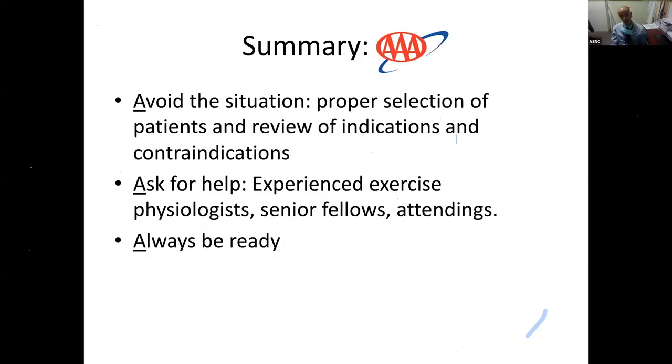So in summary, you want to avoid the situation. So proper selection of patients, and review the indications and contraindications for every patient. Ask for help whenever you need to. You can rely on experienced exercise physiologists, technologists, senior fellows, and attendings if you're in a teaching institution. And always be ready. Don't be dismissive. We described that there is less than a 5 in 10,000 risk of complications, but you don't want to be handling one of those five cases. So always be ready, make sure you follow protocols, and be on the lookout for any kind of complications.